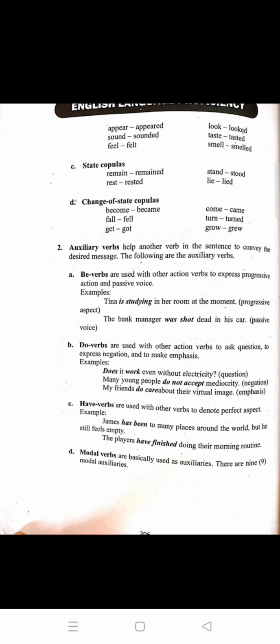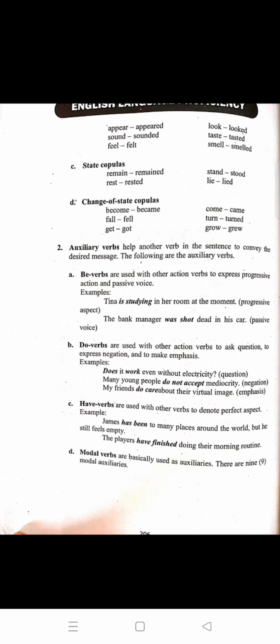And then next is change of state copulas, which is actually the opposite of state copula, wherein there is a change in position, there is a potential. Examples are become, became, fall, fell, get, got, come, came, turn, turned, grow, and grew.